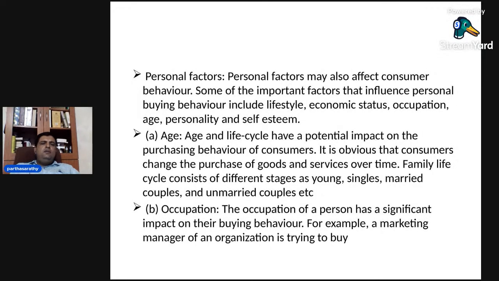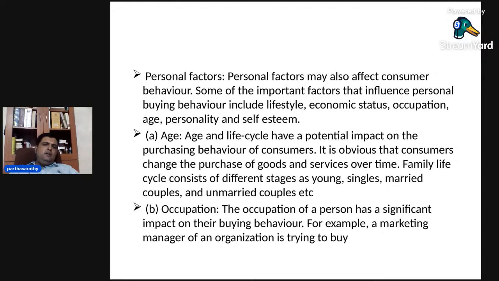Personal factors may also influence consumer behavior. Some of the important influences on behavior include lifestyle, economic status, and age, especially the diversity in age. It is obvious that customers change their purchase of goods and services over time. The family life cycle consists of different stages: young, single, married couples, unmarried, etc. See, the age factor plays a very important role. With respect to college-going students, the target is totally different. For working people, it is totally different. For married or household people, it is totally different.